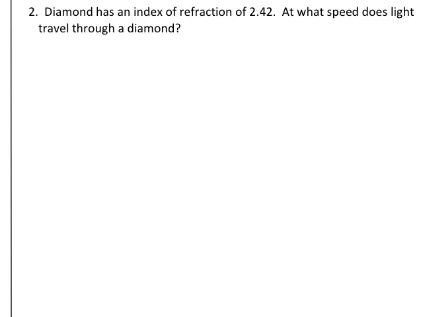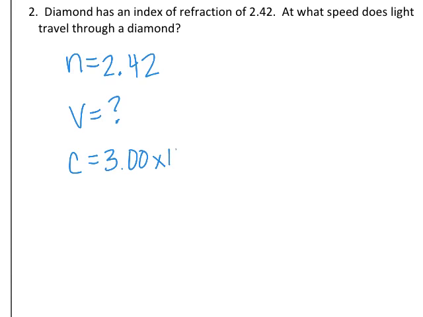So next, you are told for number 2 that diamond has an index of refraction of 2.42. So we're going to write that number down. And it wants to know how fast light can travel through the diamond, which will be a v. And remember that the speed of light is always 3 times 10 to the 8th meters per second. So our formula looks like this, and you simply need to rearrange.